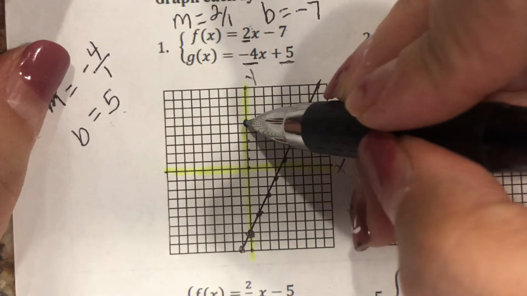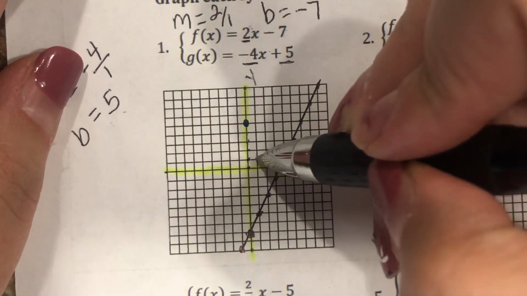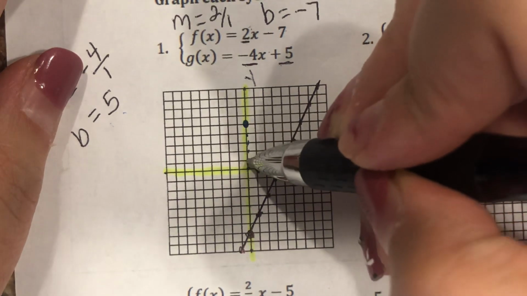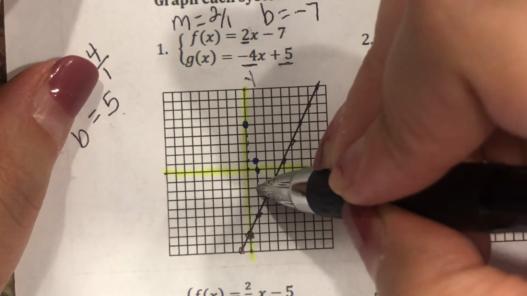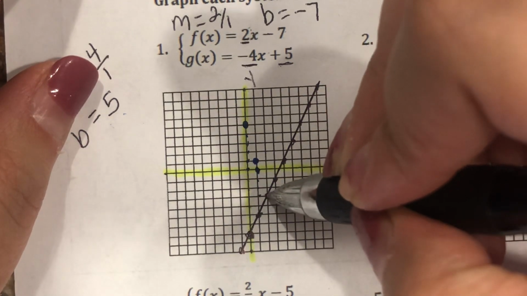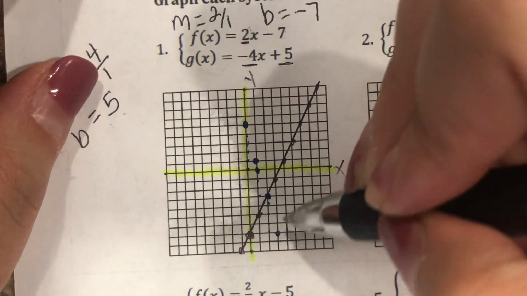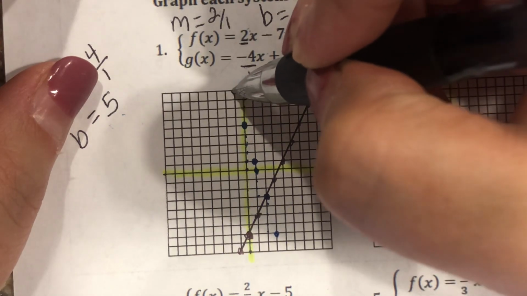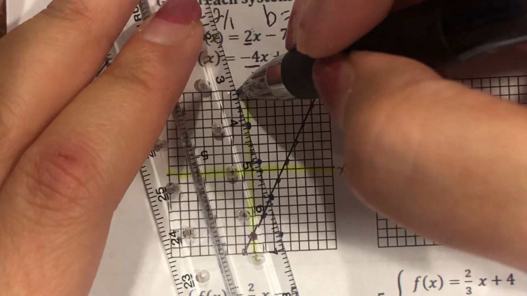So starting here, I'm going to count 1, 2, 3, 4, and 1 to the right. Oops, right here. Or I could have gone 1, 2, 3, 4, 1 to the left. And again, grab my ruler.